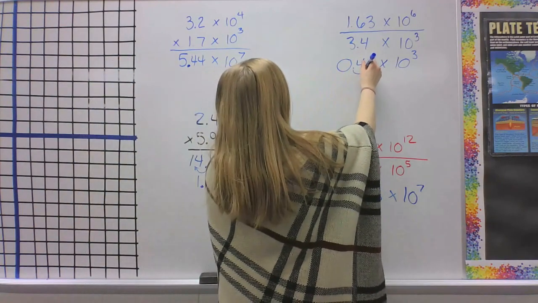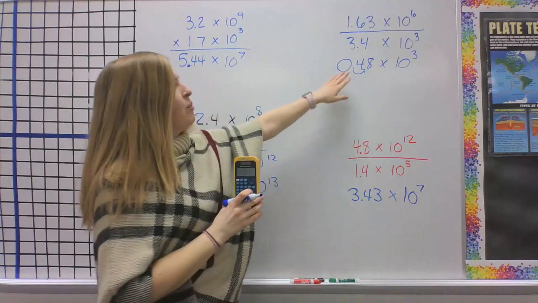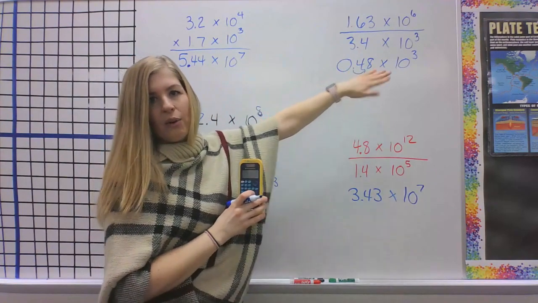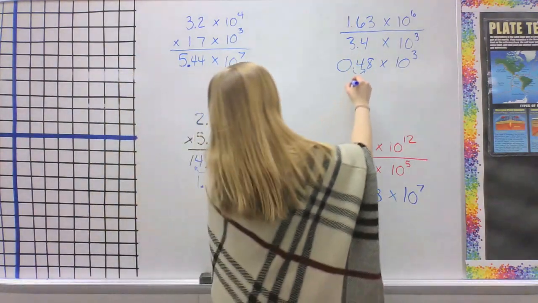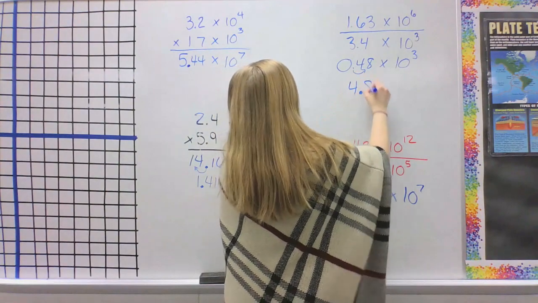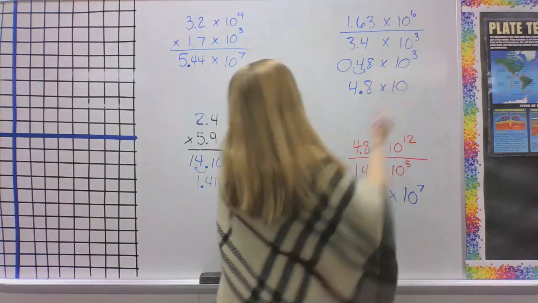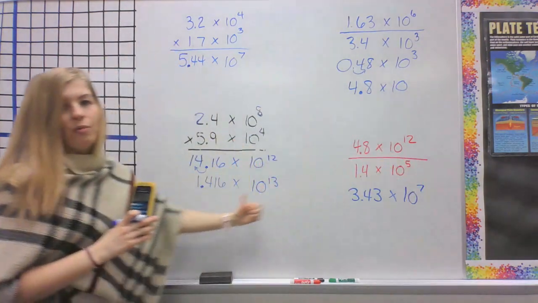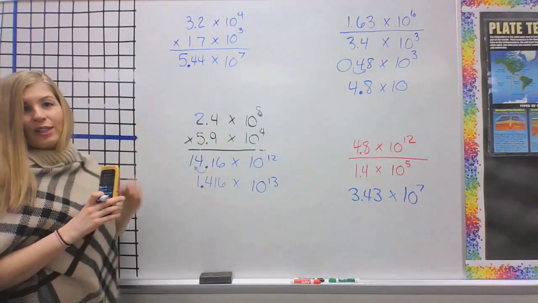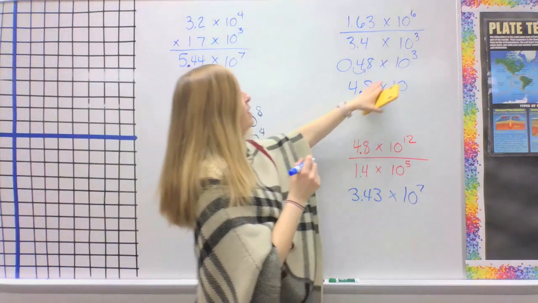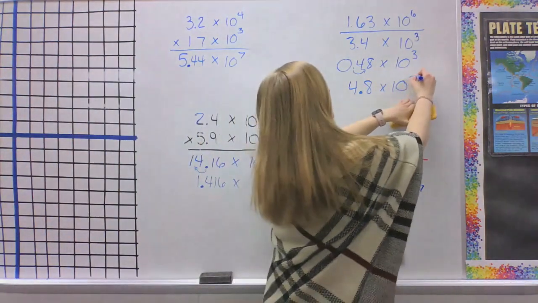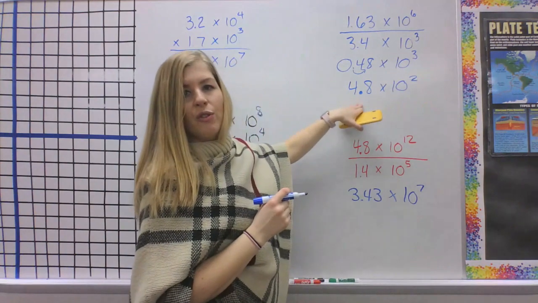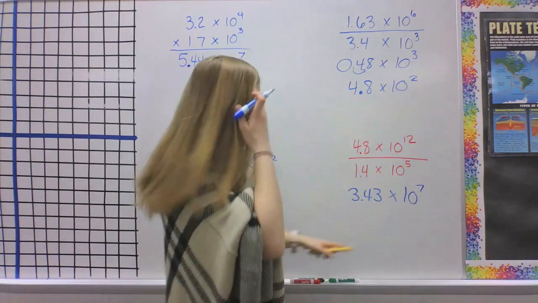So I'm going to move my decimal 1 to the right. But when I move it 1 to the right, what do I do with my exponent over here? Yeah, when you move it to the right, we're going to decrease the exponent. When we moved it to the left, we increased our exponent number. So we're going to decrease that exponent number to 2, so 4.8 times 10 to the second power.